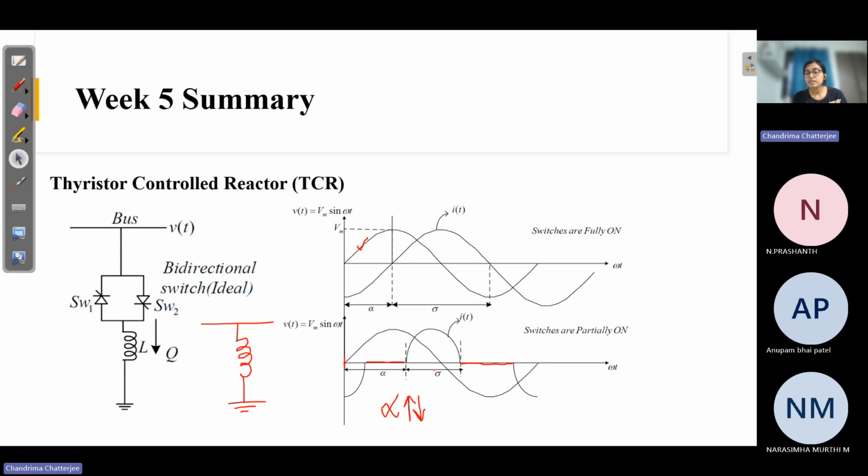Another angle is defined, that is sigma. This is called the conduction angle. The conduction angle is the duration when the conduction happens, when current is flowing. This duration is called sigma, the conduction angle. These two angles are actually very important.